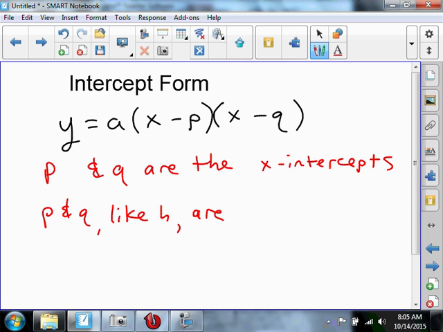p and q, like h, are the opposite of what you think they are. How do I say that? With one hyphenated word. Thank you. They're counterintuitive. p and q, just like h, are counterintuitive.